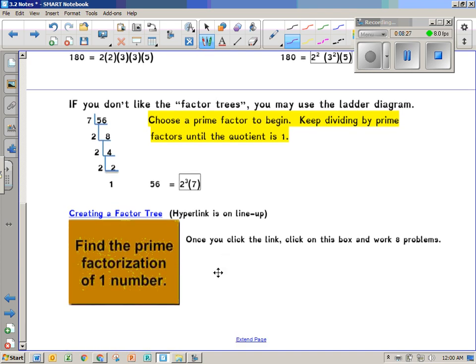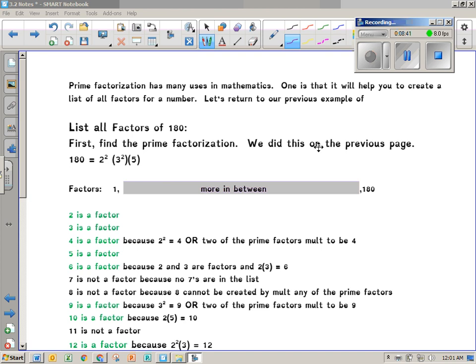So now you're going to just take a minute from the video, go to this link, and it's going to allow you to practice some prime factorization using the factor trees. Well, I hope you did well with your factor trees.